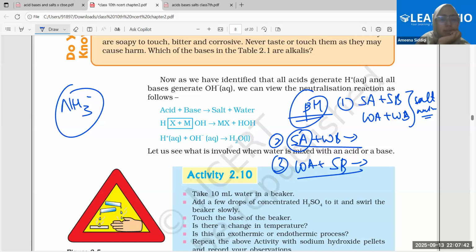Is this a base? We have discussed this while we were discussing the chapter. Is this a base, NH3, or is this an acid?